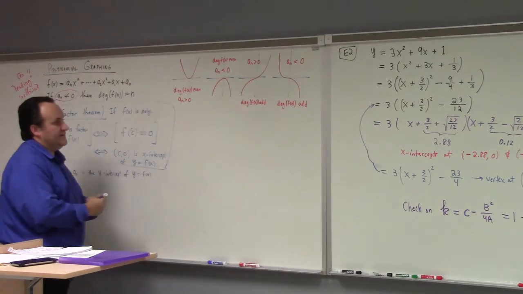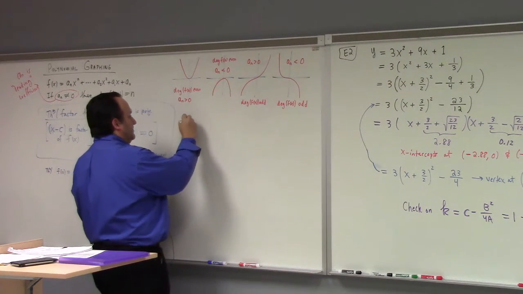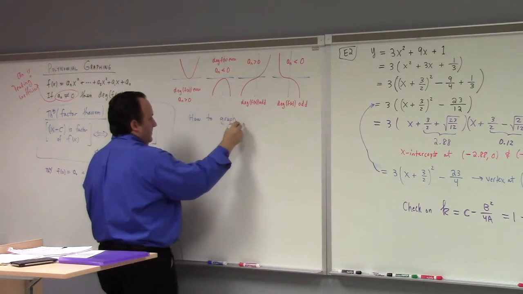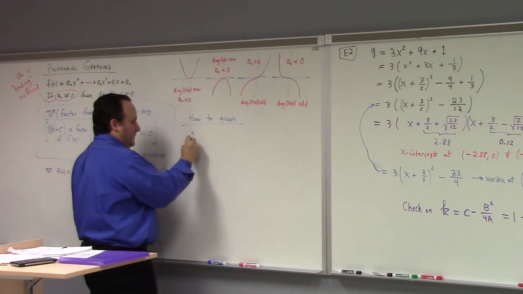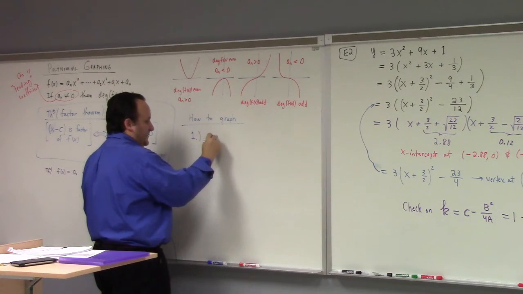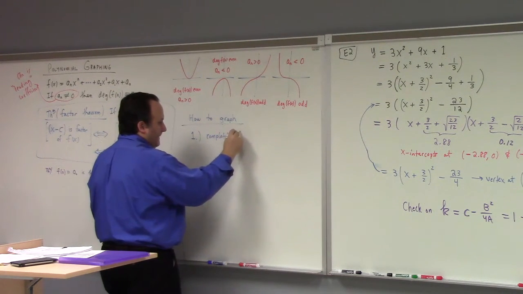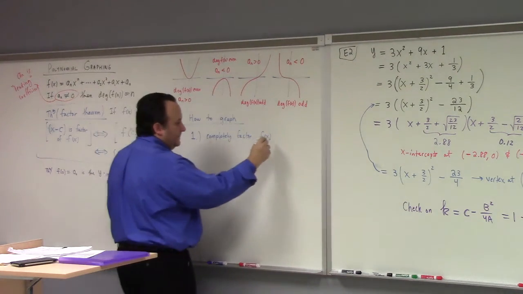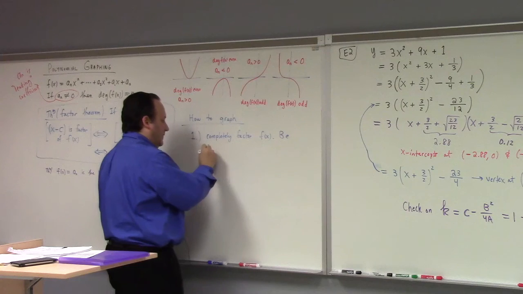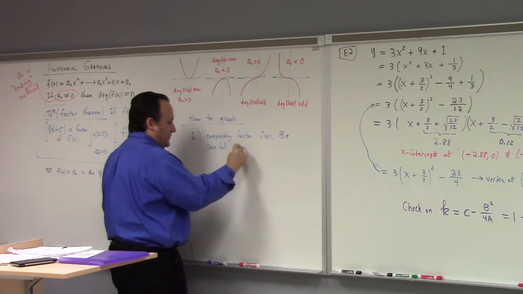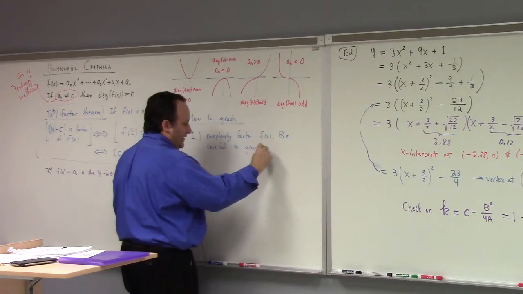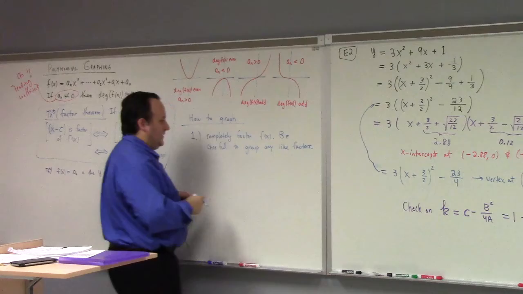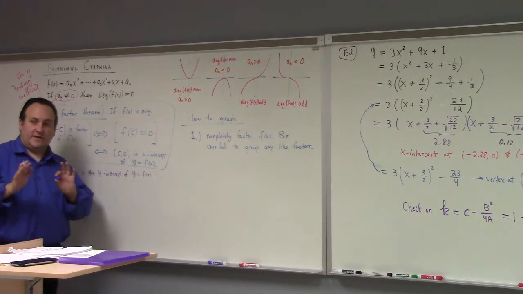And now for the method. So here's how we're going to graph it. How to graph. Step number 1. You completely factor f of x, all right? Be careful to group any like factors, all right?